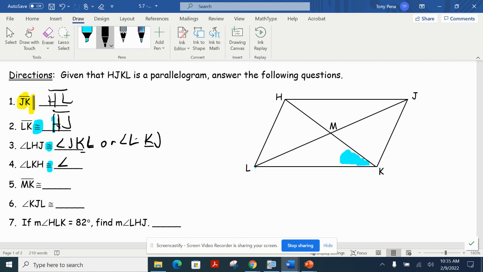Okay, anybody think they know that one? Not quite as obvious. What do you got, Hannah? This is J. Okay, so she said J to H to M. So that would be this angle right here. All right, so she is correct. So we're going to name that JHM. Do you know why that's correct, Hannah? How would you explain that?